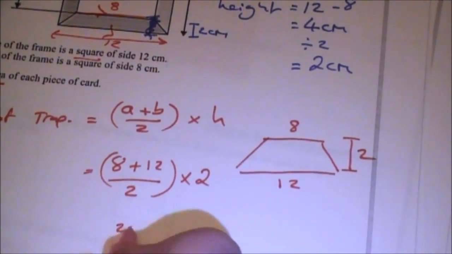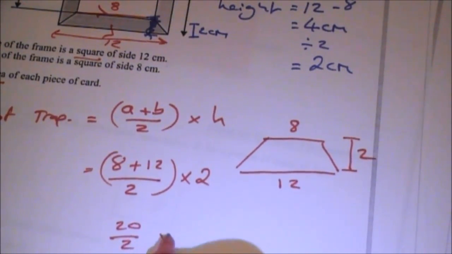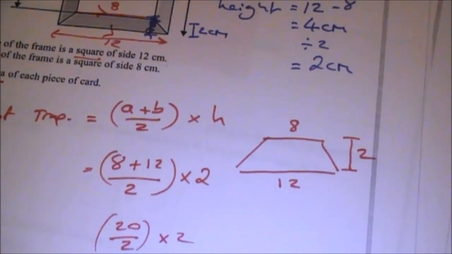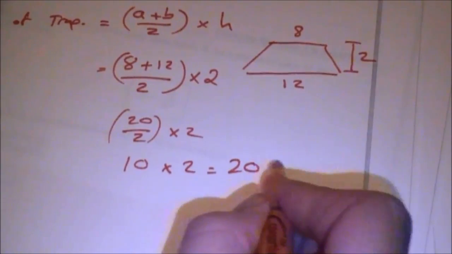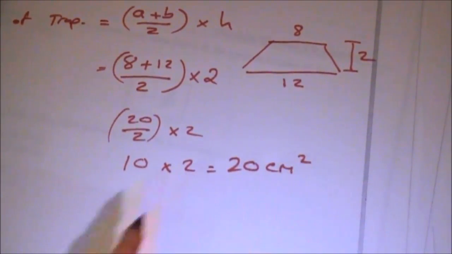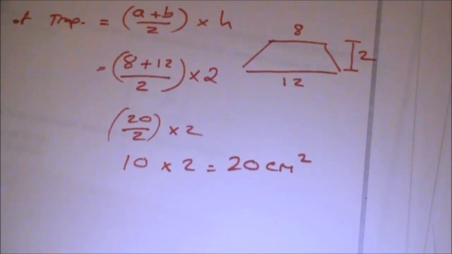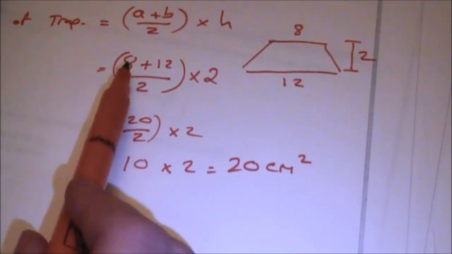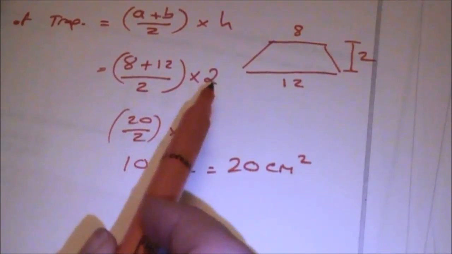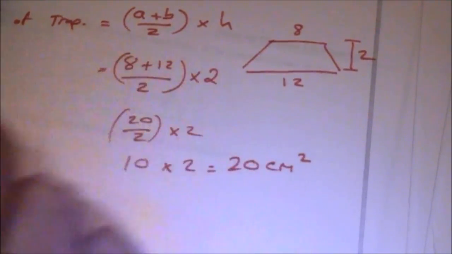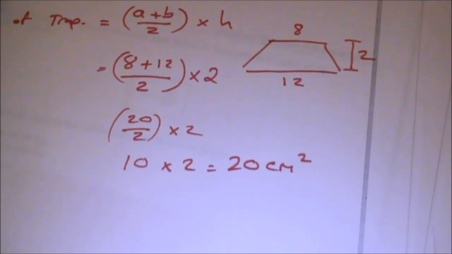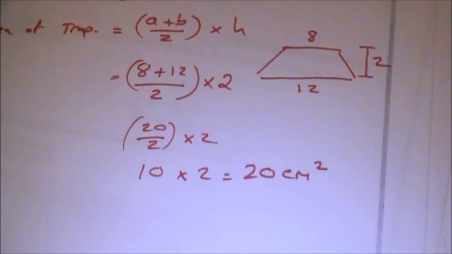8 plus 12 is 20, divided by 2, times 2. 20 divided by 2 is 10, times by 2 equals 20 centimetres squared. So that's your answer. Now, the more observant of you may have recognised that if we're doing 8 plus 12 divided by 2 and then multiplying that by 2, they're going to cancel each other out and you'll just be left with 20. But if you can't spot that, don't worry, follow the method through.